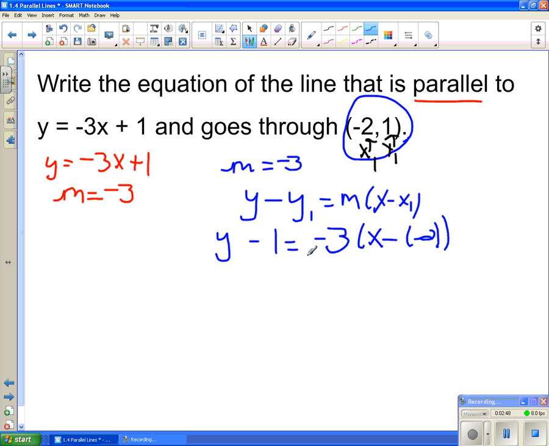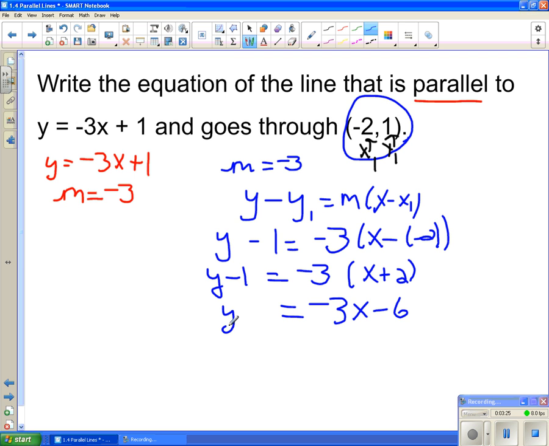Now what I do next is clean this up, make it look a little more attractive. So I have y minus 1 equals negative 3, and the minus minus becomes a plus, so it's x plus 2. So I have y minus 1 equals negative 3 times x plus 2. I want to solve this for y because typically what we'll do is graph this line, and it's much easier to graph in slope-intercept form. Before I add the 1 to both sides, I want to distribute the negative 3. So I have negative 3x, and negative 3 times 2 is negative 6, and I have y minus 1. Then the only thing left to do would be to add 1 to both sides.